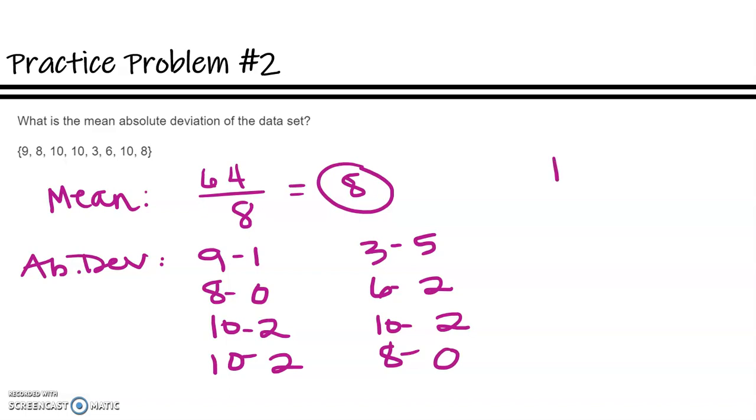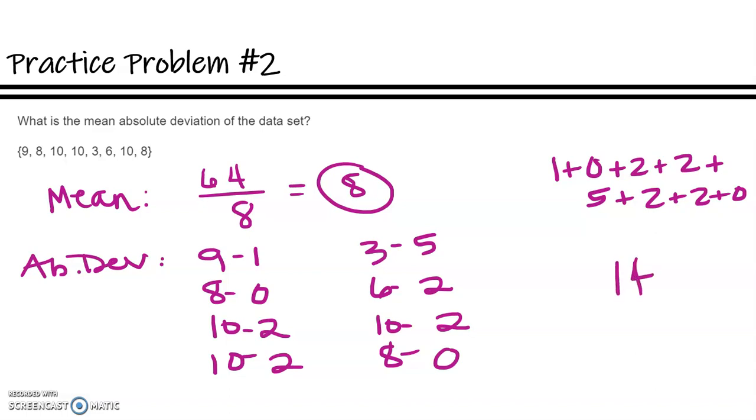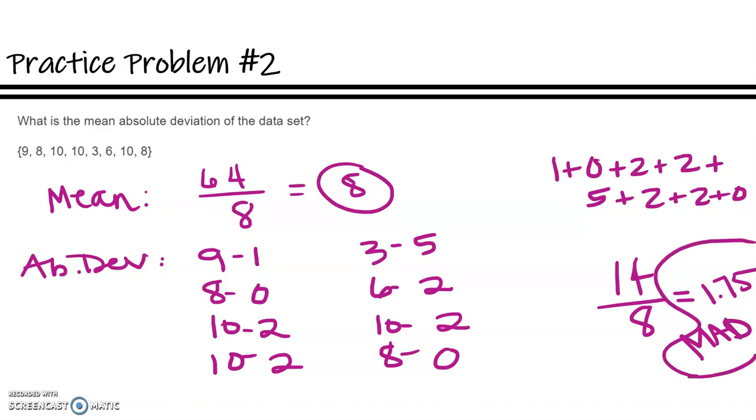So now I'm going to add 1 plus 0 plus 2 plus 2 plus 5 plus 2 plus 2 plus 0. So that is 5 on top, plus 5 more is 10, 12, 14. And again, I'm dividing by 8 because there are 8 numbers, and 14 divided by 8 is 1.75. So the MAD of my data is 1.75.